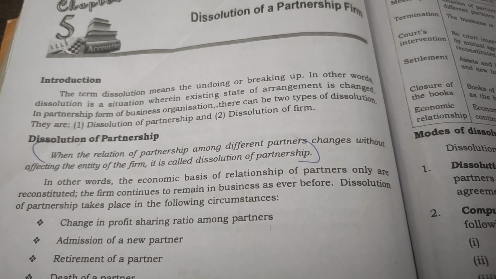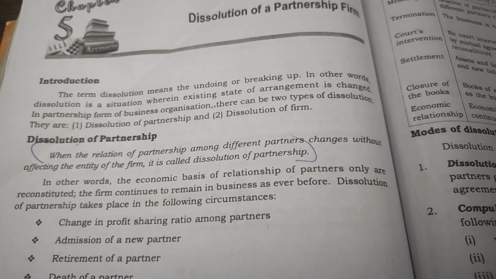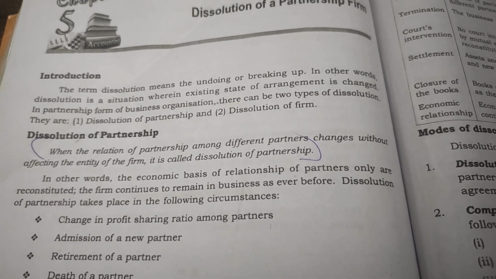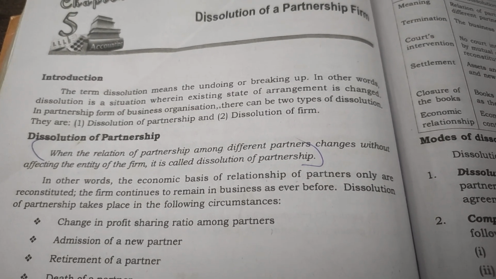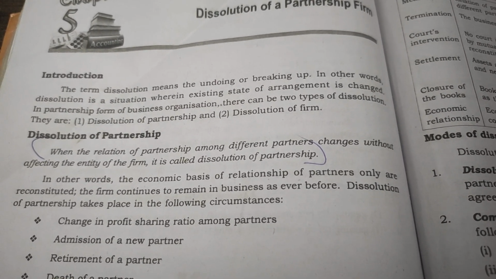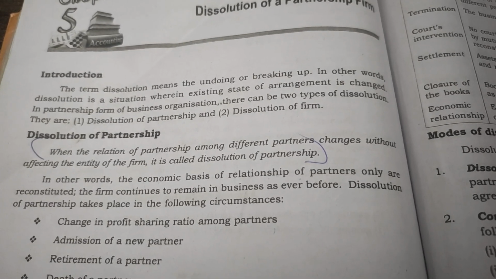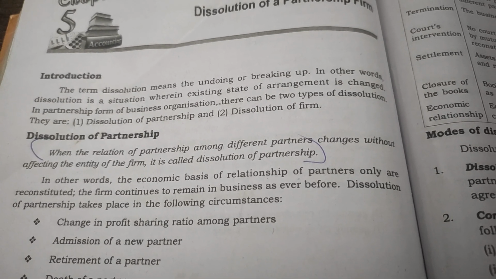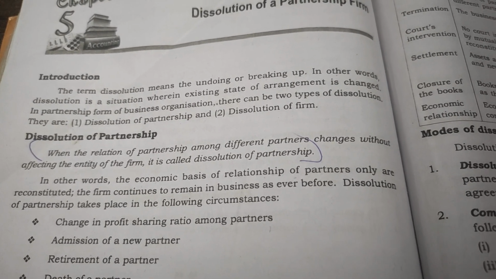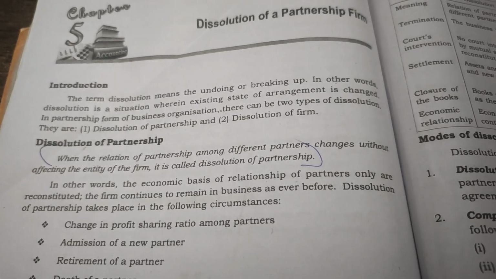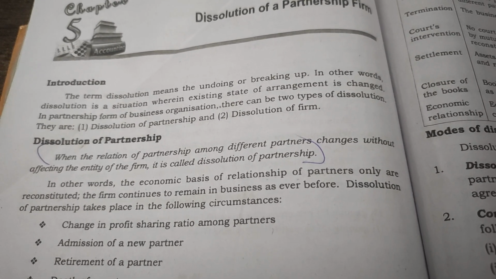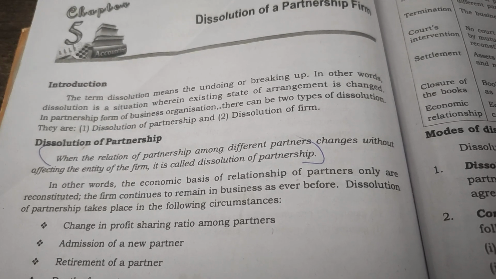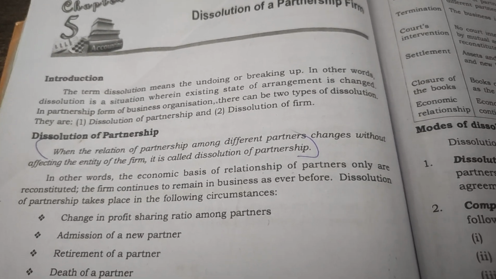Dissolution of partnership means when the relation among different partners changes without affecting the entity or the firm. It is known as dissolution of partnership. Only the relation between the partners changes, for example a change in the profit sharing ratio. In this case, the firm's operations will not come to an end.